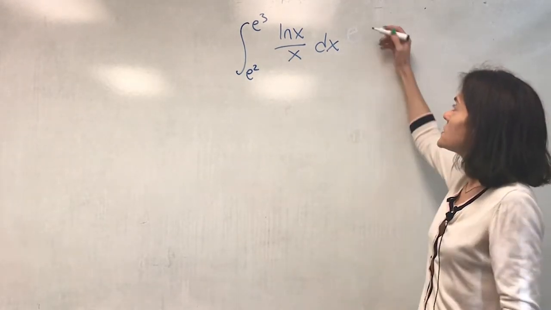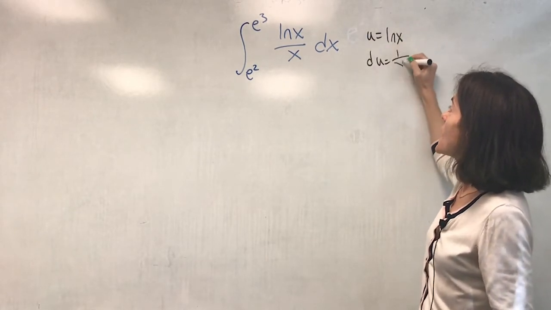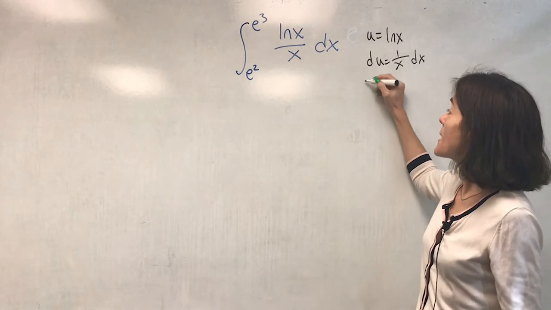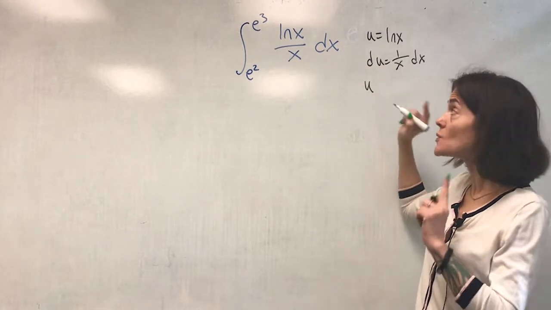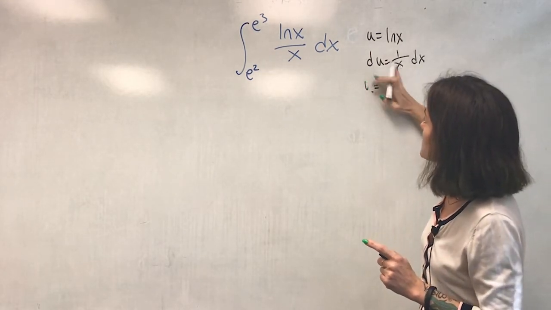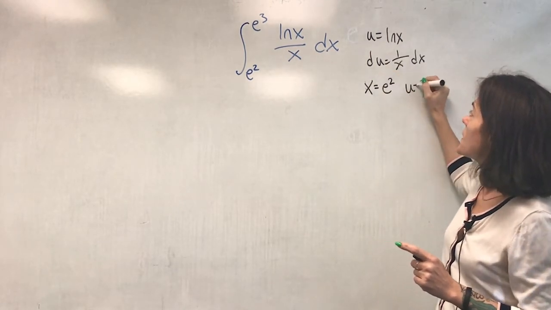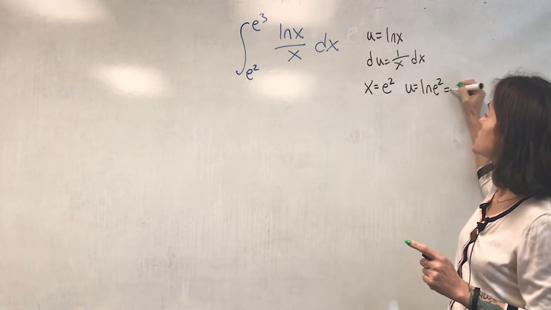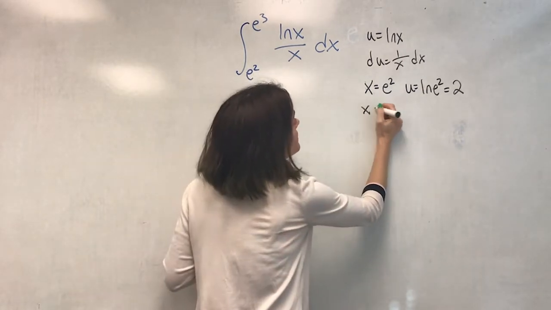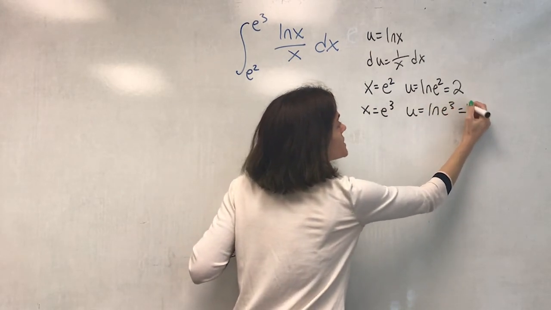Well, if I take u to be ln x, then du is 1 over x dx, which is exactly what we have. Now, I will change my bounds. Always I do when I am doing a definite integral using substitution. So when x equals e squared, u is ln of e squared, which is 2. And then when x equals e cubed, u is ln of e cubed, which is 3.